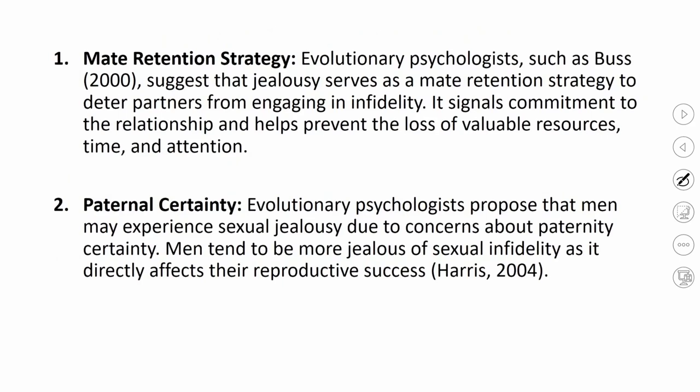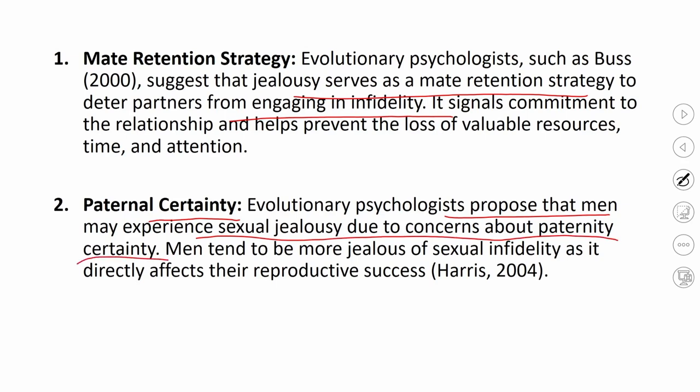Some of these findings are like this, the mate retention strategy. Evolutionary function wise, various evolutionary psychologists like Buss also found that jealousy serves as a mate retention strategy to deter partners from engaging in infidelity. So, this makes people more vigilant towards protecting the relationship. It also serves a function for paternal certainty. Evolutionary psychologists propose that men may experience sexual jealousy due to concerns about paternity certainty.